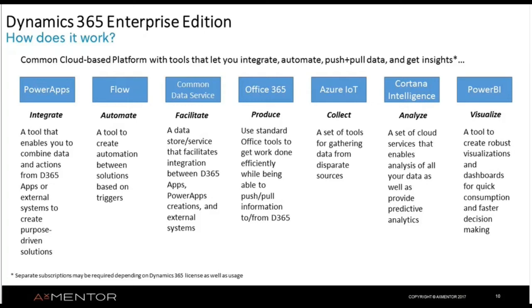bolsters that productivity ability. Azure IoT, Internet of Things, functions as a set of tools for gathering all of the disparate data that is outside of Dynamics 365. So your warehouse devices, your elevator sensors or machine sensors, things like that. IoT helps you collect that information. So now that you've collected it, what do you do with it? You obviously want to analyze it so you can do something with it. And that's what Cortana Intelligence does.